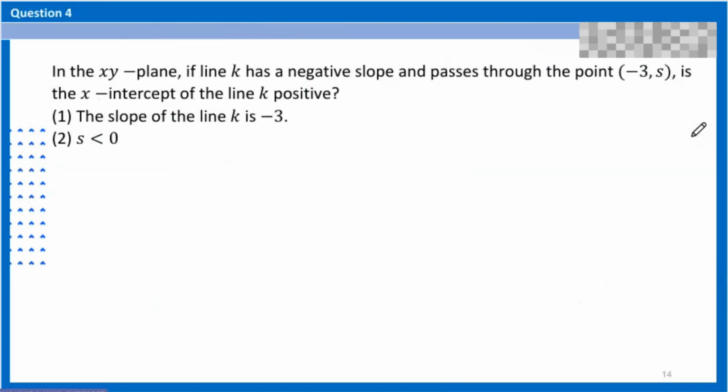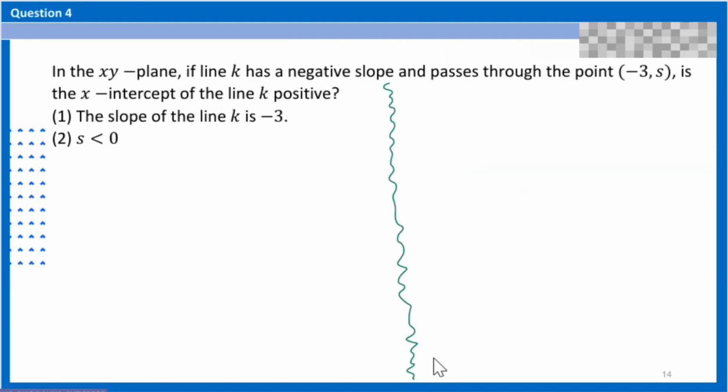Let's try this one. In the xy plane, if line K has a negative slope and passes through the point (-3, S), is the x-intercept of line K positive? We have two statements. One: the slope of line K is -3. Two: S is less than 0.